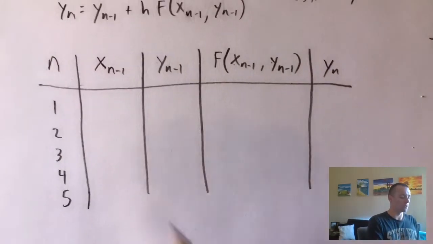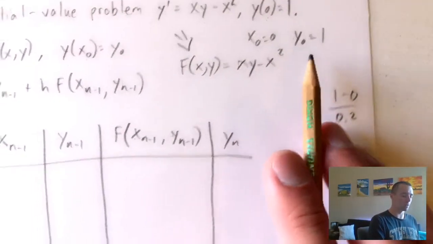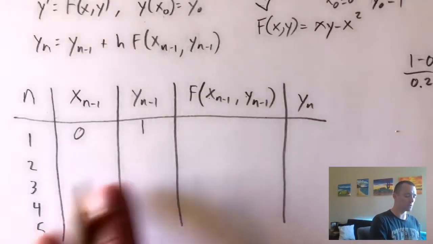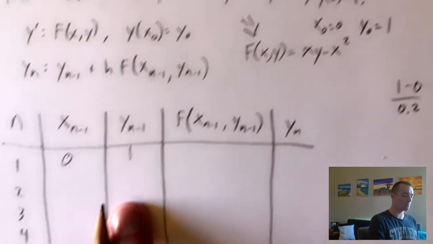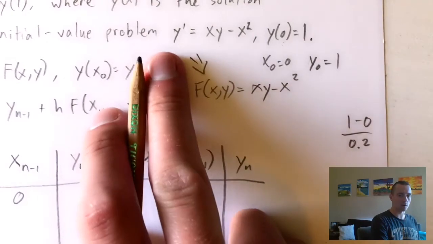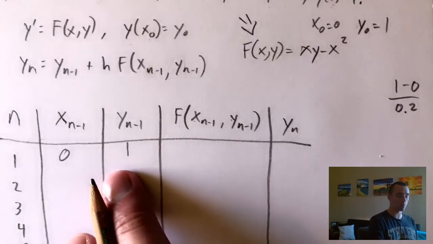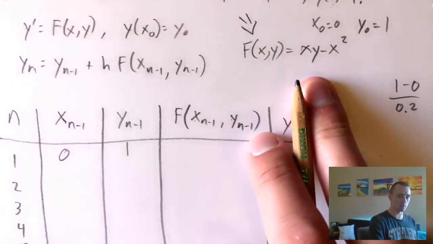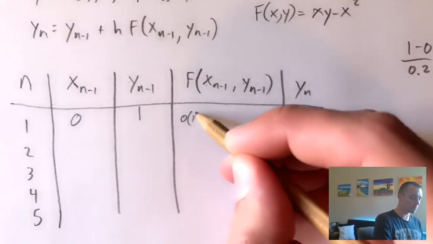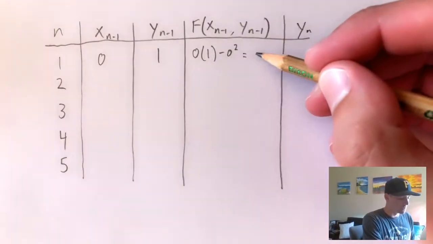So then what you're going to do is start with the x and y value that you're given. We know when x is 0, y is 1 is the first one, so you're just going to start with those. Then what you can do is plug these two numbers, 0 for x, 1 for y, into the function that we figured out, or basically the function that you're given. Whatever y prime equals is going to be the function that you plug that into. So we're going to plug 0 for x, 1 for y into this function here, xy minus x squared. Doing that gives us 0 times 1 minus 0 squared, and that's just going to be 0.